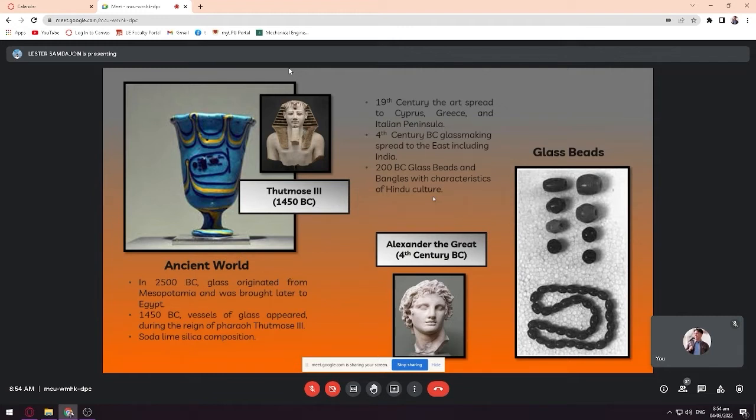Now, a glass bottle, as you can see in front of you, is a glass bottle bearing Thutmose III's hieroglyph, which is makikita ngayon sa British Museum in London. So this is an example of the Egyptians' earliest form of glass bottles. Now, from Mesopotamia and Egypt, glass making using basic soda lime silica composition traveled to Phoenicia along the coast of present-day Lebanon. From there, the art spread to Cyprus, Greece, and by the 19th century, even the Italian peninsula.